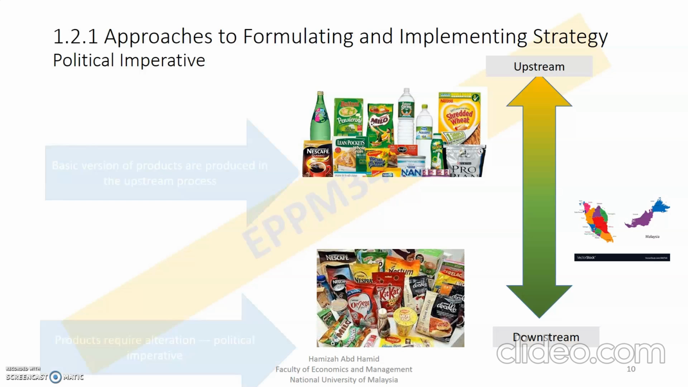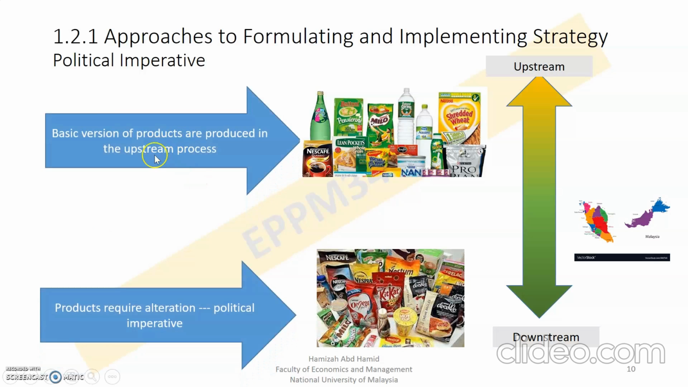So here, the basic version of products are produced in the upstream process. But products are likely to require alteration. Therefore, companies conducting this type of operations are likely to choose the political imperative.